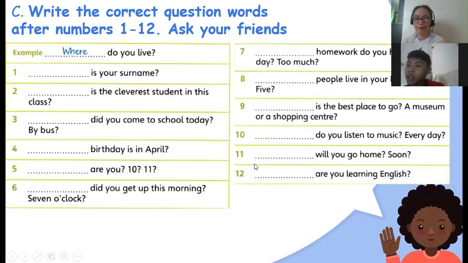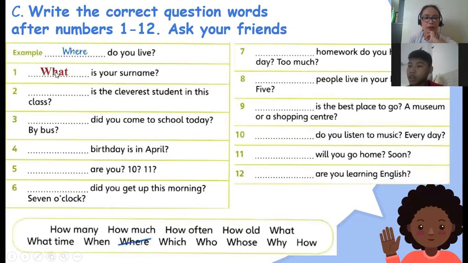Number 1. What is your surname? Surname. Okay. Next. Number 2. Where is the club? No, baby. Not where. When? No, students, baby. They are talking about the students. So what question? Who? Who is the cleverest student in this class?